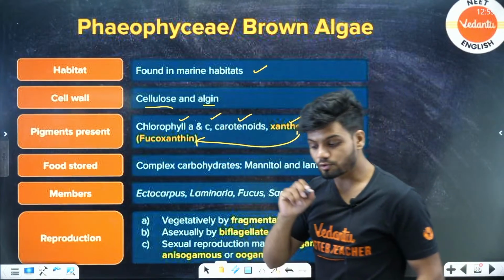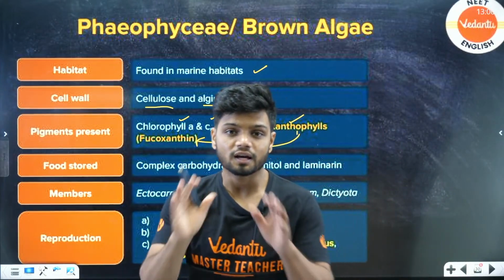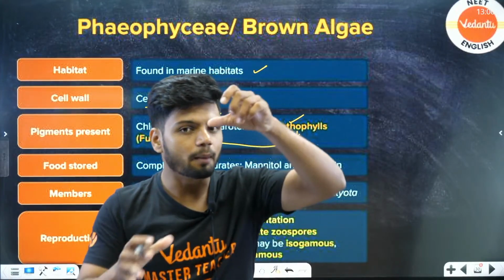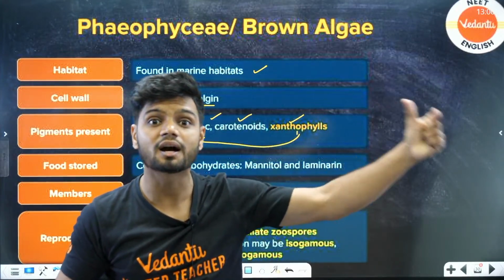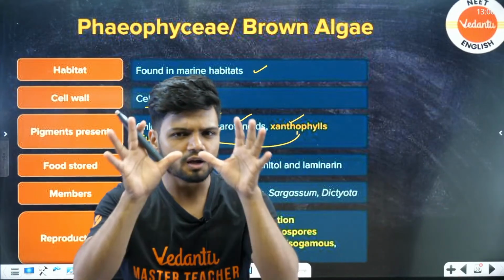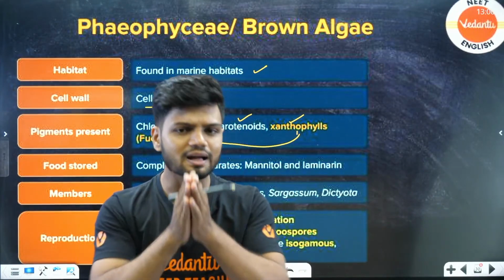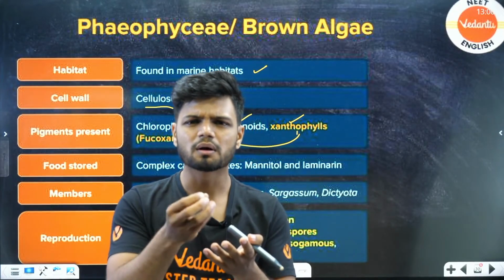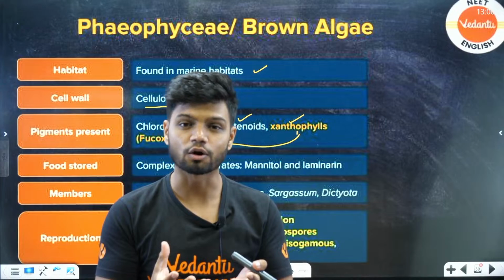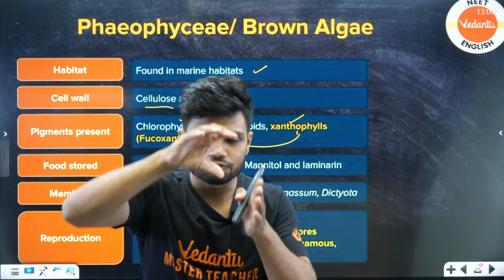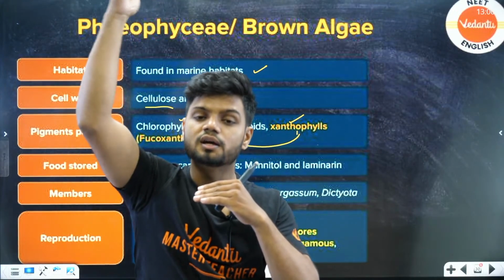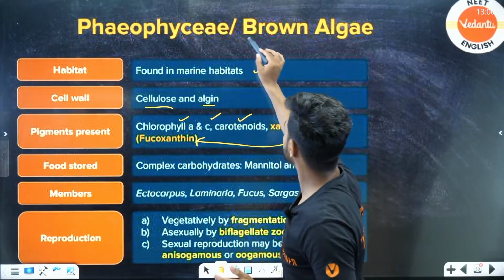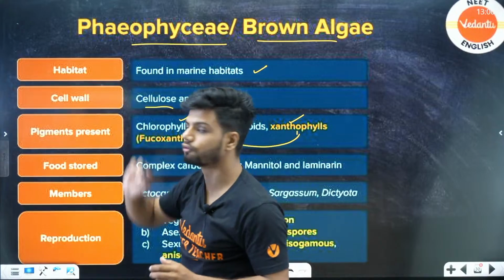Fucoxanthin. Listen to me very carefully. Based on the concentration of fucoxanthin, a particular algae will change its color. For example, if the fucoxanthin is very low, the algae will be somewhat green or light brown, olive green in color. If the fucoxanthin concentration increases, it will become more and more brown in nature. And this is brown algae, also called Phaeophyceae.